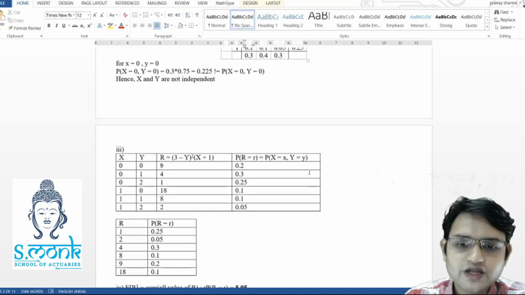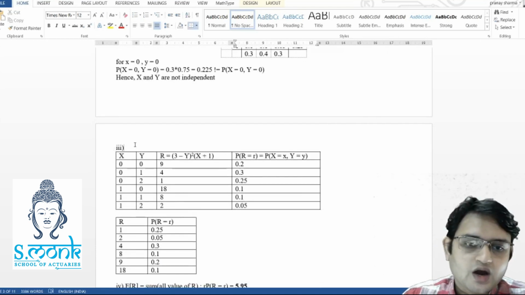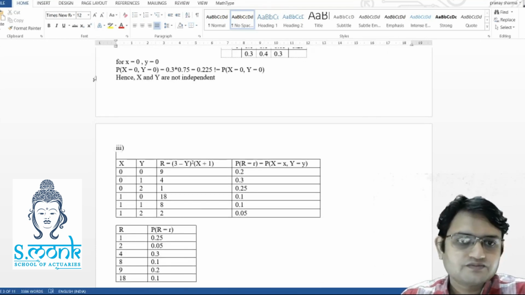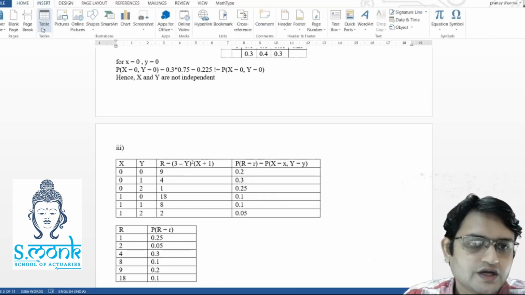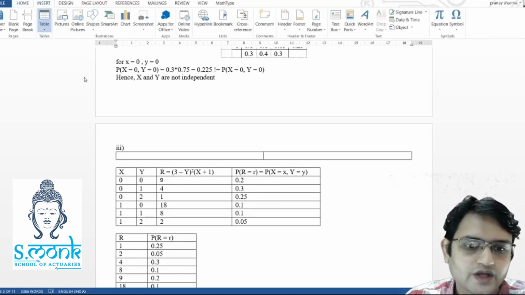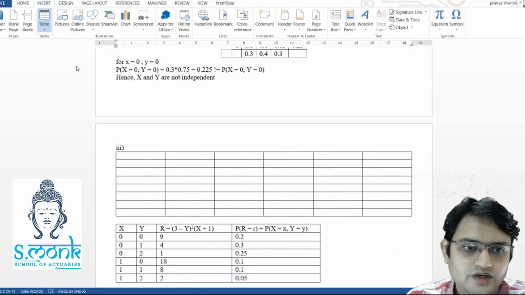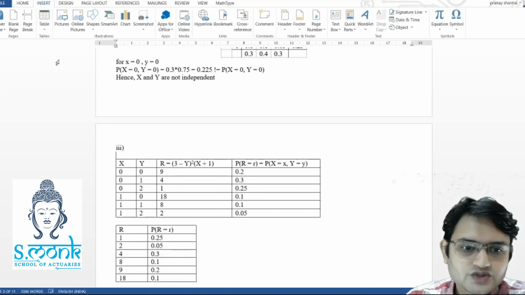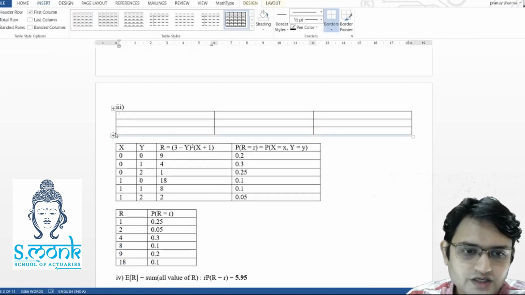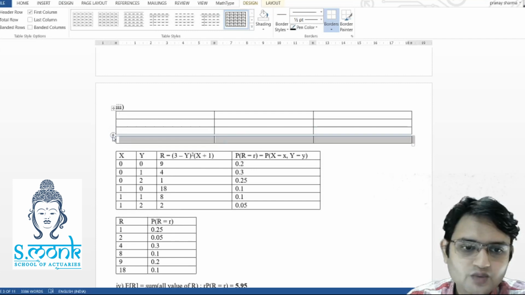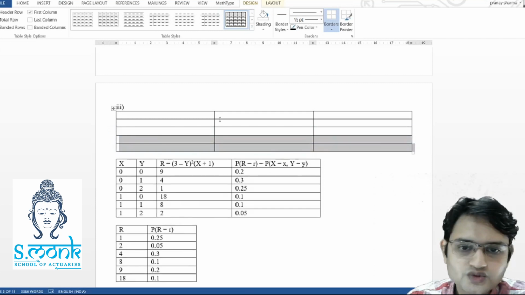But whenever you have a table to make, how would we make a table? We'll go to our insert table, and you can insert a table of however many columns and rows you would want. Let's say I'll make 3 by 3, but if I want to then insert another row, you can see here, if I keep my cursor here, it gives me an option to add more rows.